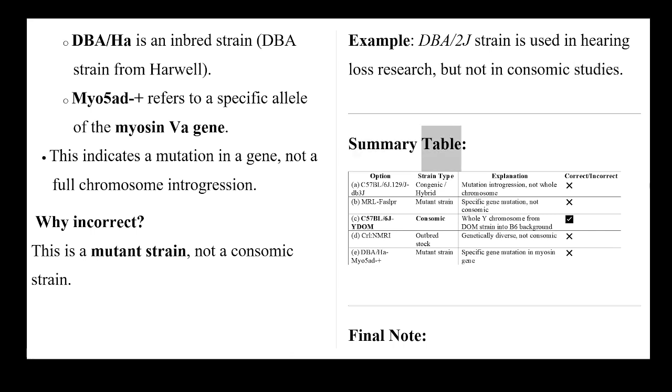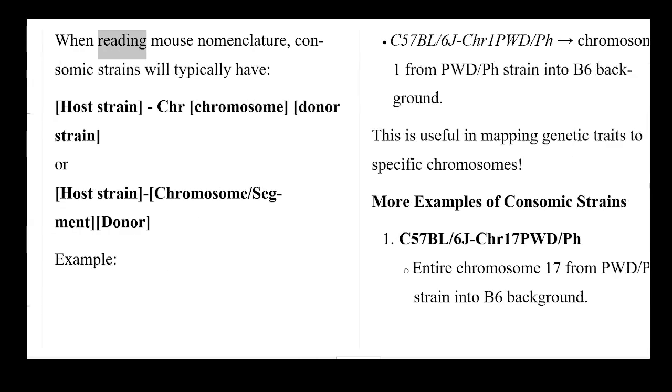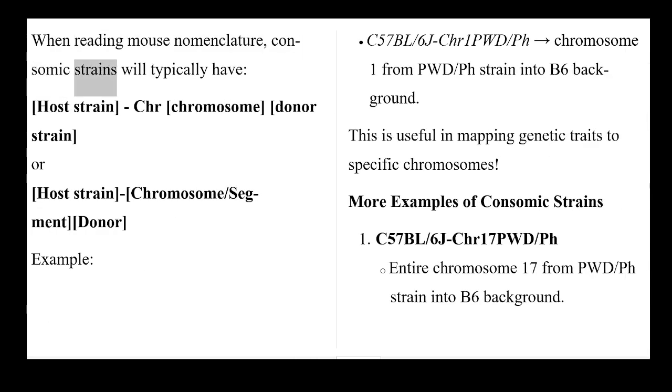Summary. Final note: when reading mouse nomenclature, consomic strains will typically have host strain, CHR, chromosome, donor strain, or host strain-chromosome/segment donor. Example: C57BL/6JCHR1PWD/PH, meaning chromosome 1 from the PWD/PH strain into the B6 background. This is useful in mapping genetic traits to specific chromosomes.